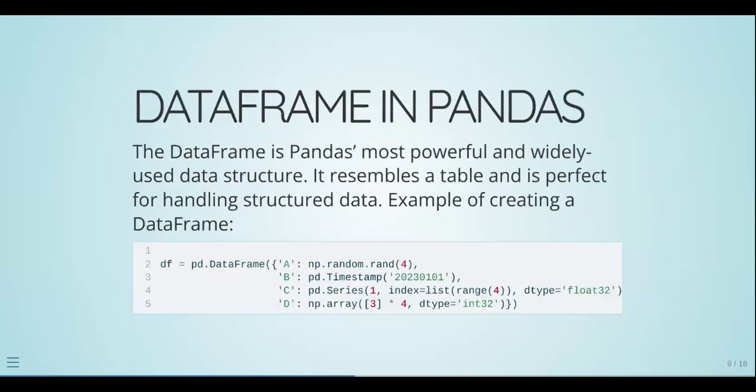For a data frame, there are several methods to create one, but in this way you pass in a dictionary. Each key-value pair is a column. The key will be the name of the column, and the value will be the content of the column, the data points in the column. So that's how to create a data frame.